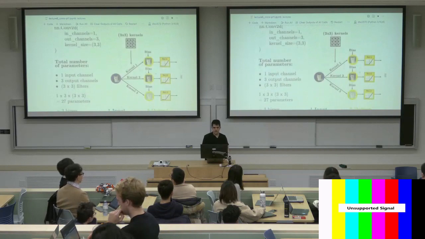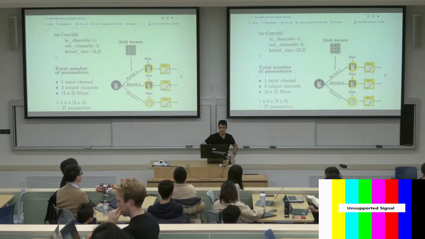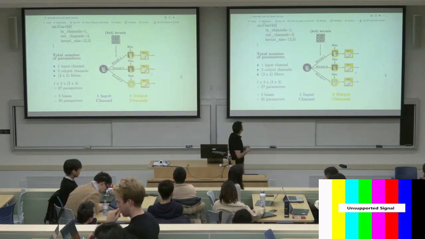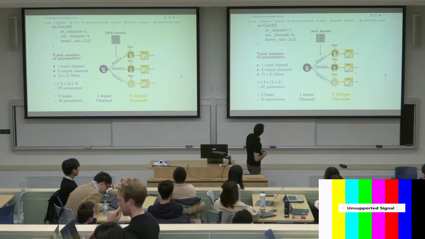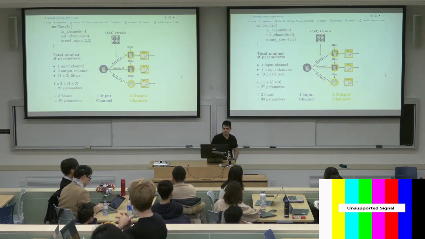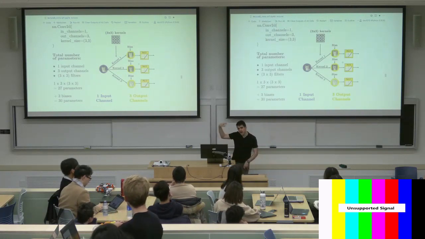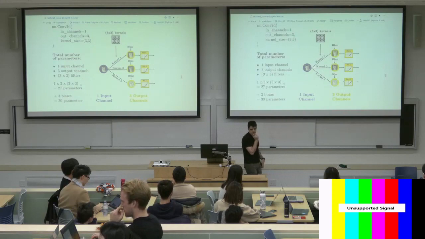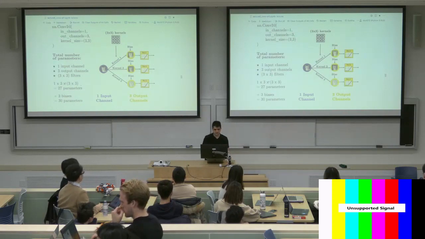All right. Now let's take a look at this example here. So we have a conv2D layer. The number of input channels is 1. Output channels is 3. The kernel size is 3. And this is the number of parameters that we have. So here, because we have 3 output channels, it means that we have 3 kernels. And each kernel has 9 elements. So that's 27 parameters for that.